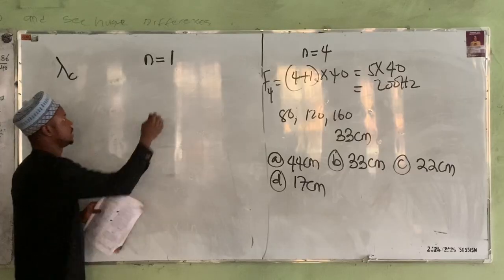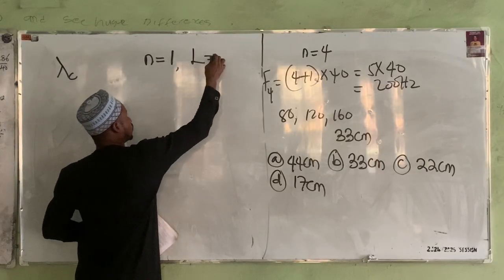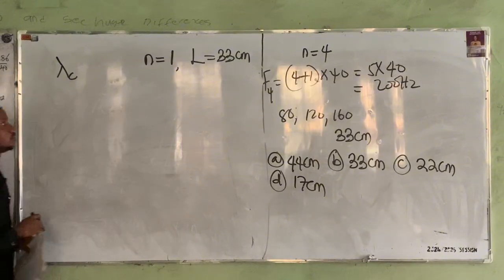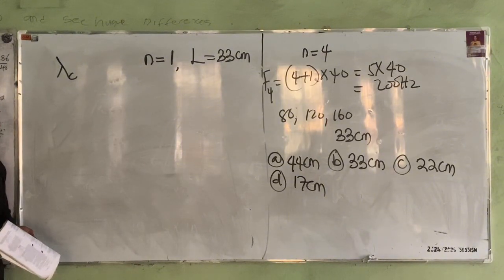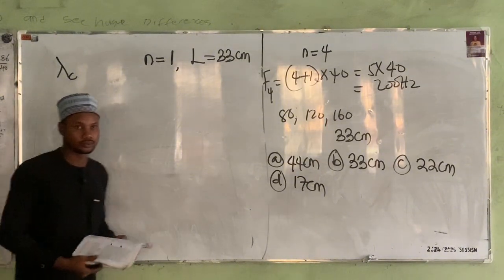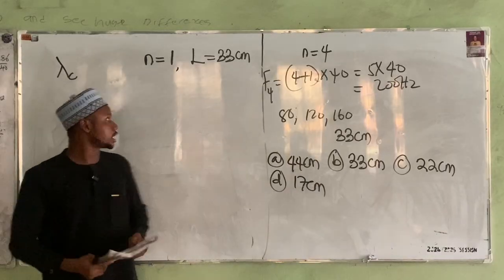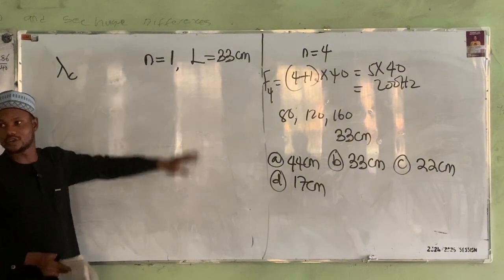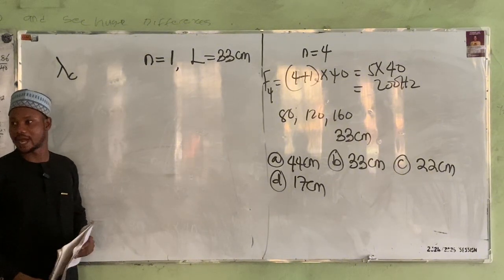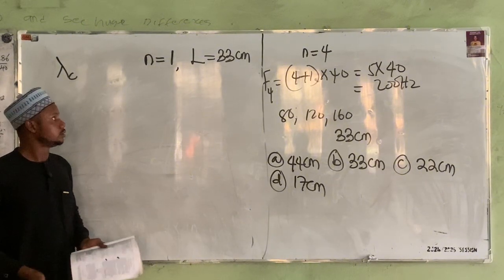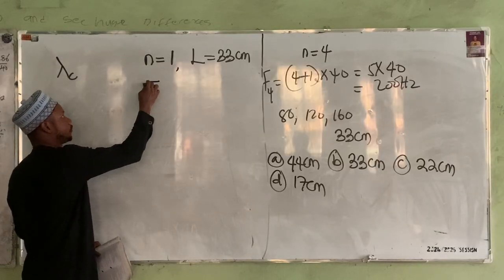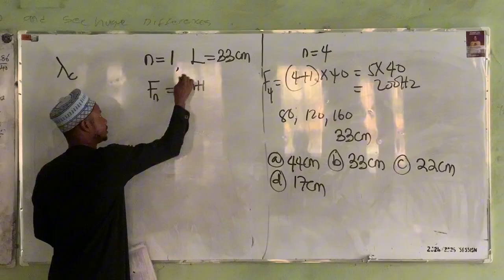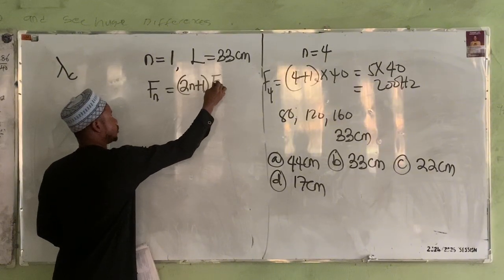Now the length here is given to us as what, for the closed pipe? 33 cm. Class, what is the formula for the frequency of an overtone for a closed pipe? That's F is equal to 2n plus 1 times what, please class? F naught, please take note.